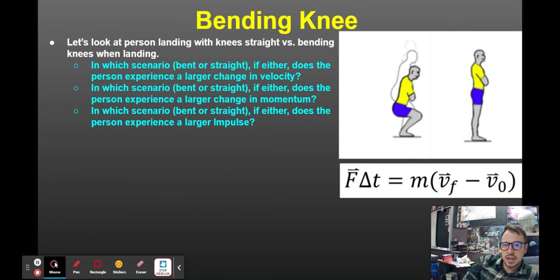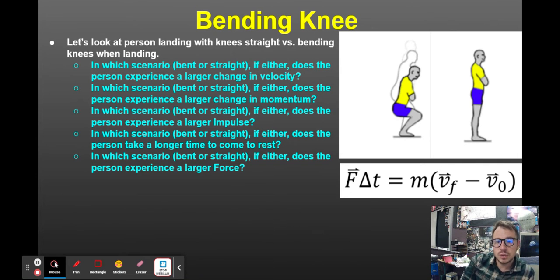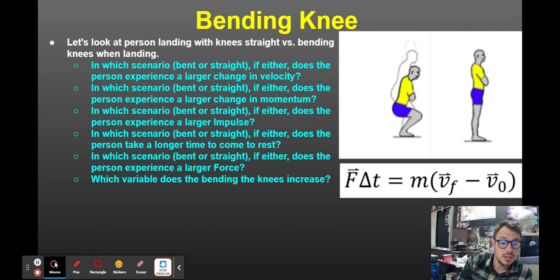So, in which of these scenarios does that person experience a larger impulse? Well, we know that the mass is the same. We know that the change of momentum is the same. The change of momentum is impulse, so it's going to be the same impulse. Now, in which of these scenarios does that person take a longer time to come to rest? It's going to be bending your knees, right? So, in which scenario does that person experience a larger force? It's going to be if they landed with their knees straight out.